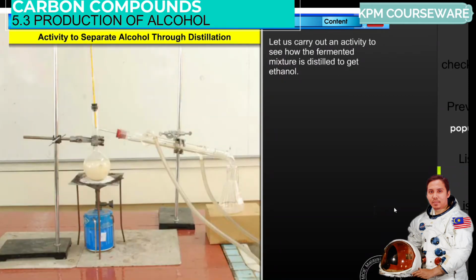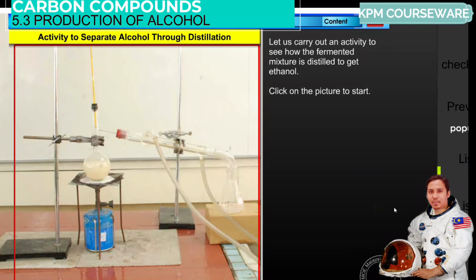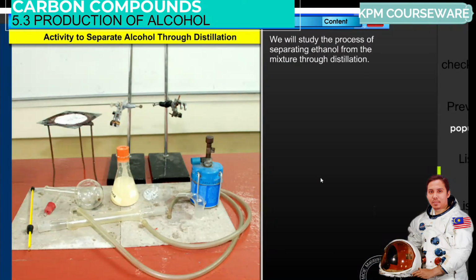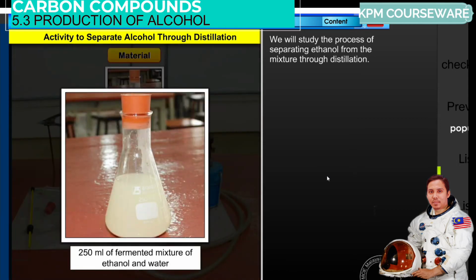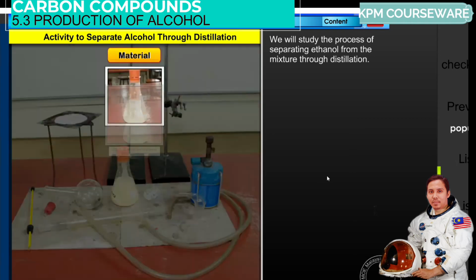Let us carry out an activity to see how the fermented mixture is distilled to get ethanol. Click on the picture to start. We will study the process of separating ethanol from the mixture through distillation. You are given these materials for the activity. 250 milliliters of fermented mixture of ethanol and water.